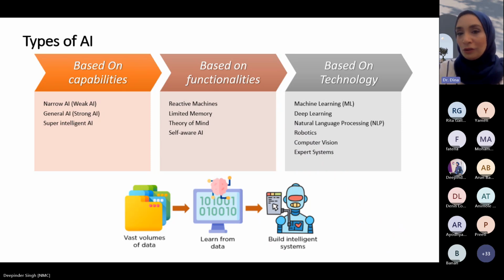The robotics that you are using in your theater is a kind of AI, so it's operating robotics. So any kind of robot that you are using is an AI.